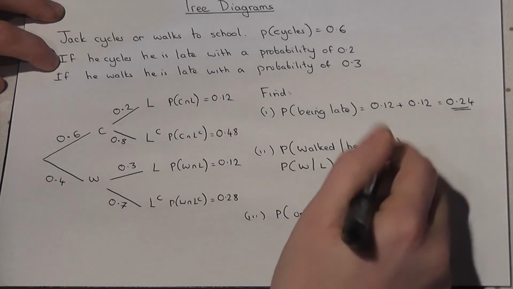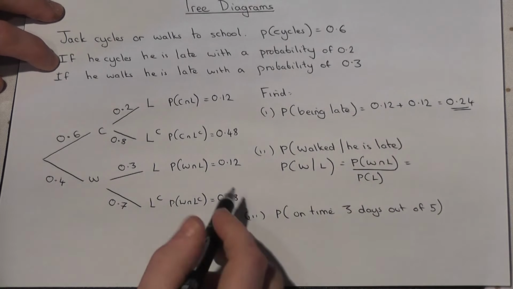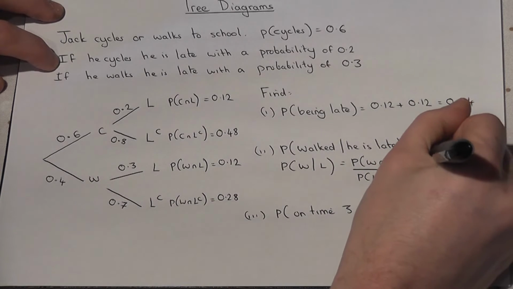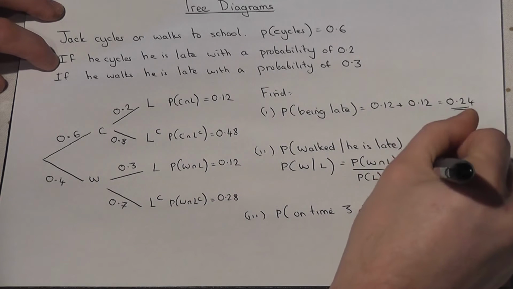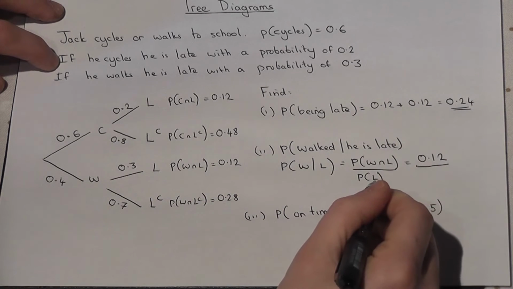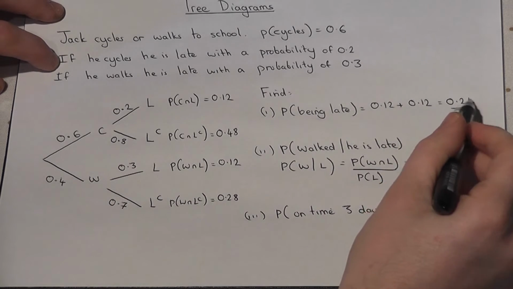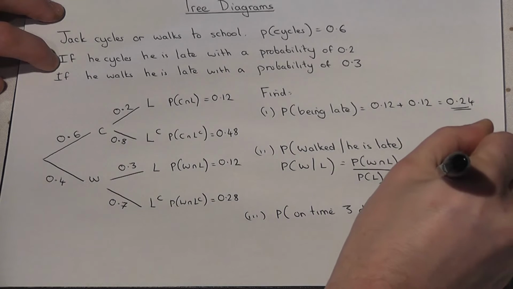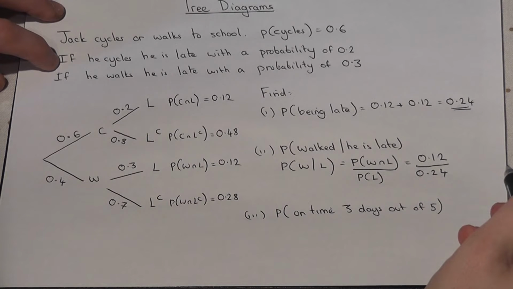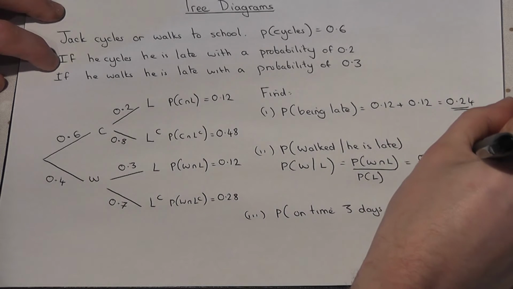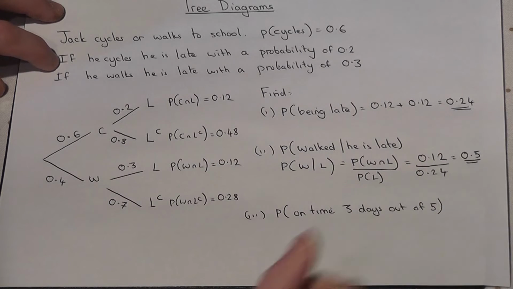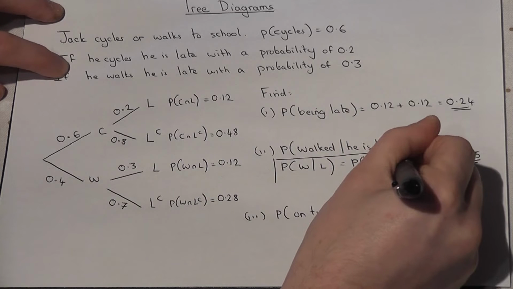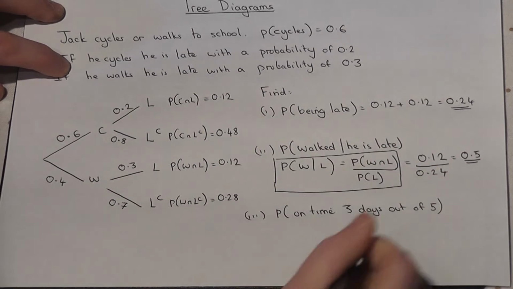Now then, walked and late, that is 0.12. However, the chance of being late, we've already worked out, it was 0.24. There were those two options there. So therefore, it's 0.12 over 0.24, which is 0.5. So this is a key formula which you must learn.